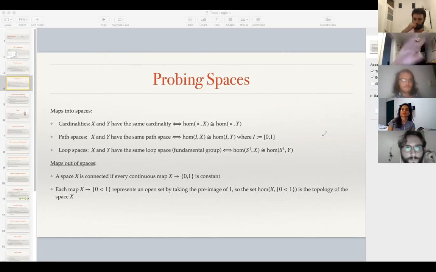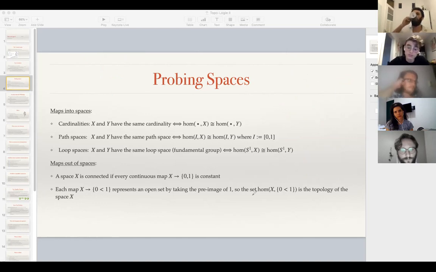And then so this is all ways of probing spaces by looking at maps into them. We can also look at maps out of them. These are just a couple. There are definitely more examples out there that may be better ones, but we mentioned this one last week about a space being connected. So space X is connected if every continuous map to {0, 1} is constant. So this is another way of characterizing a space by just any map into this simple 2-point space.